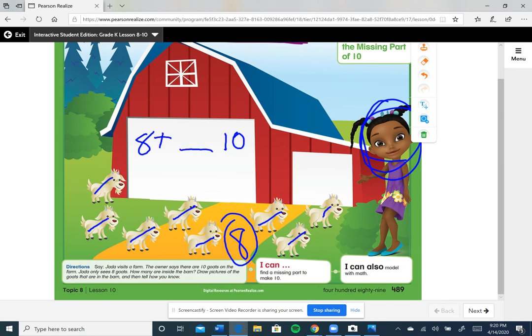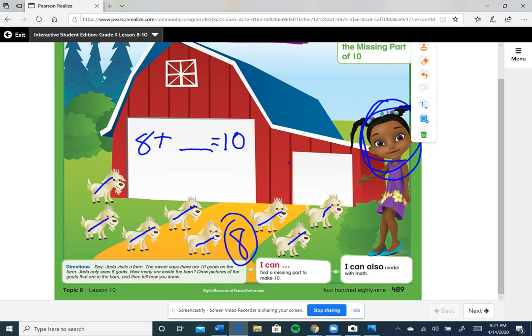So 8 plus, how many are still inside the barn that we need to get to 10? You need to figure out how many goats are still in the barn, because she has 10 all together, but there are only 8 outside. So how can we find the missing answer? I wrote the equation for you already. We need to find this middle number to get to 10.